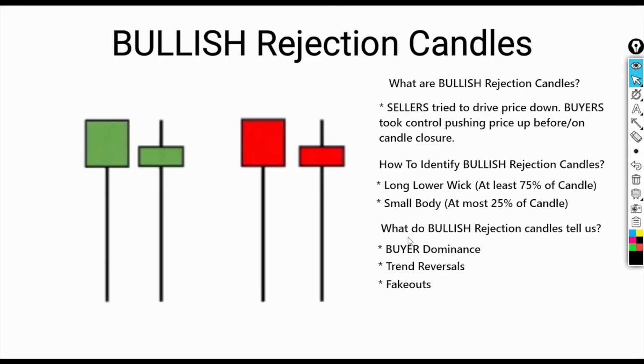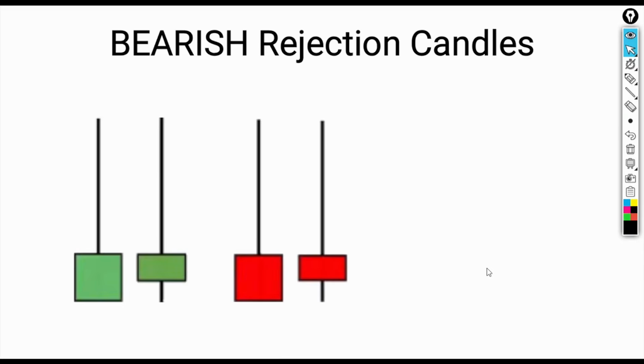So, to sum it all up, bullish rejection candles show us signs of buyer dominance, trend reversals, and fakeouts. And that's pretty much bullish rejection candles in a nutshell. We've basically covered everything. So next up, we're going to be taking a look at bearish rejection candles.